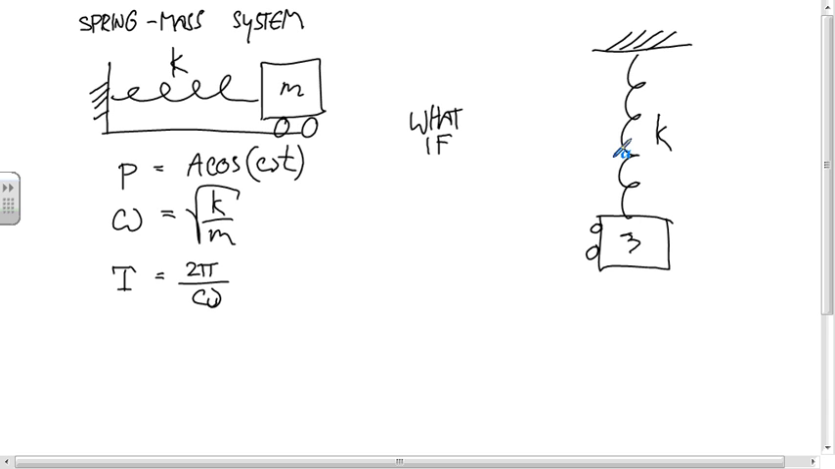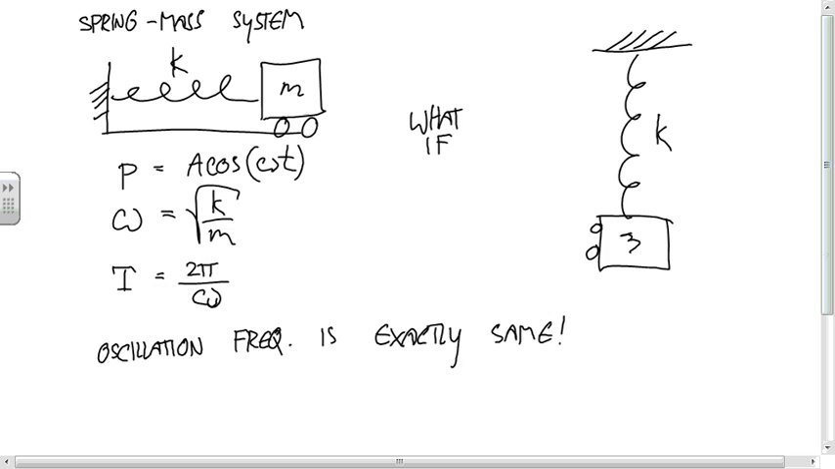I think this is something that sort of surprises a lot of people. More people think the other way. More people think that this is going to make the spring tighter and that's going to make it oscillate faster. I can sort of see how you would think that, but it turns out that that's not the way this works. Okay. So the oscillation frequency is exactly the same.